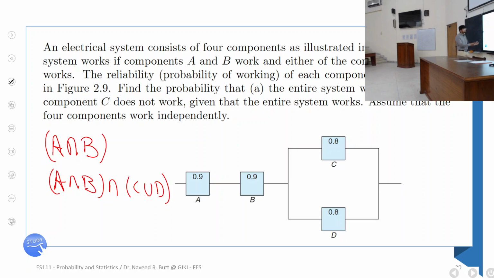So when they ask what is the probability that the entire system works, what are they asking for? Probability of what? This thing. Right? Okay, can you quickly calculate it and tell me what number you get?